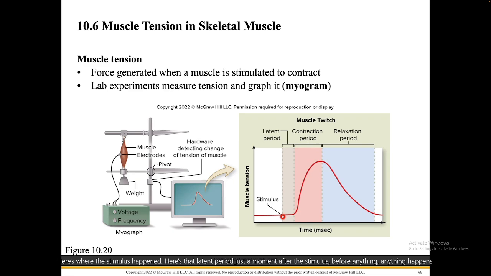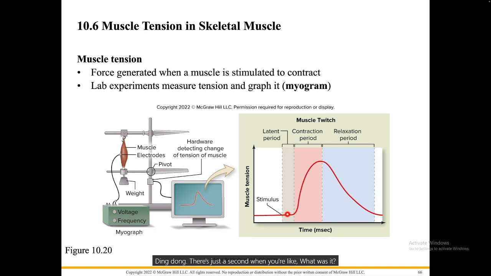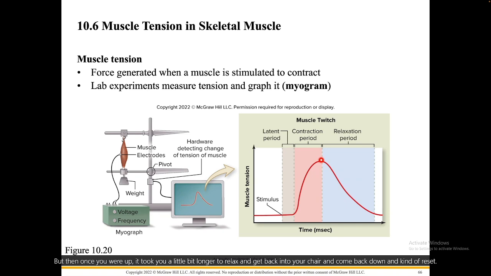Here is the muscle. Here's where the stimulus happened. Here's that latent period. It's just a moment after the stimulus before anything happens. Think about like the stimulus is somebody ringing your doorbell. Ding dong. There's just a second when you're like, what was that? And then you realize, oh, that was the doorbell. During that, what was that? That was the latent period. And then you got up and went to the door. Or maybe you didn't, who knows. But that's the contraction period. And you did that pretty quick. But then once you were up, it took you a little bit longer to relax and get back into your chair and calm back down and kind of reset.